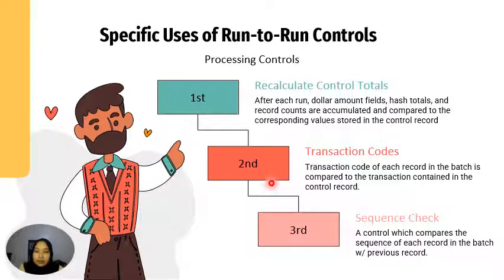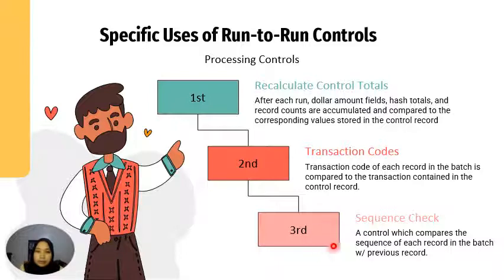The second one is the transaction codes. The transaction code of each record in the batch is compared to the transaction code contained in the control record. This control ensures that only the correct type of information is being processed.